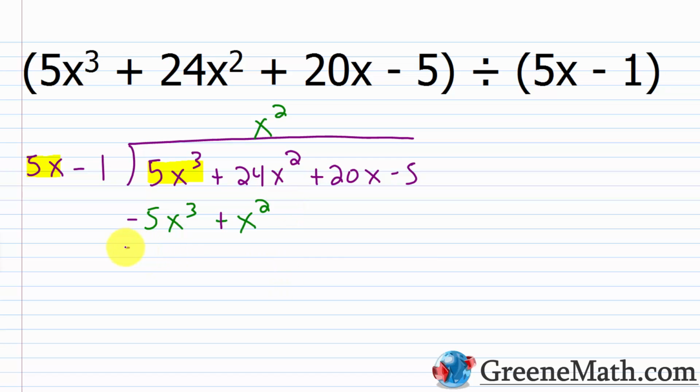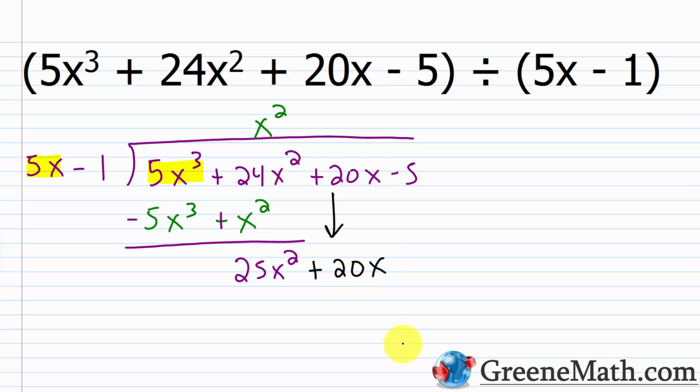Now we're going to subtract or add, however you want to think about this. You're basically going to combine like terms. So 24x squared plus x squared is 25x squared, and 5x cubed minus 5x cubed is 0. So basically this is going to cancel, and I'm just left with this. Now I want to bring down the next term. So this is plus 20x.